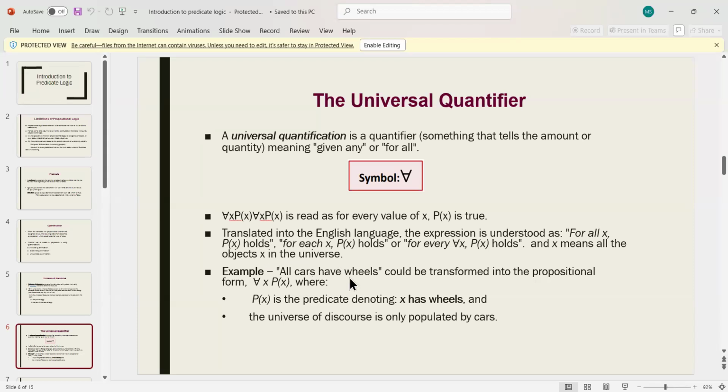Now, all cars have wheels could be translated into the propositional form for all x, p of x, where p of x is the predicate denoting x has wheels, and the universe of discourse is only cars. Now here we are talking about cars, and we say p of x is x has wheels.